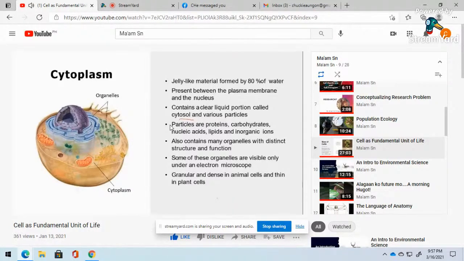The particles are proteins, carbohydrates, nucleic acids, lipids, and inorganic ions. It also contains many organelles with distinct structure and function. Some of these organelles are visible only under an electron microscope. Granular and dense in animal cells, and thin in plant cells.